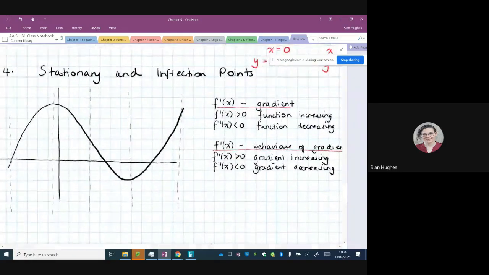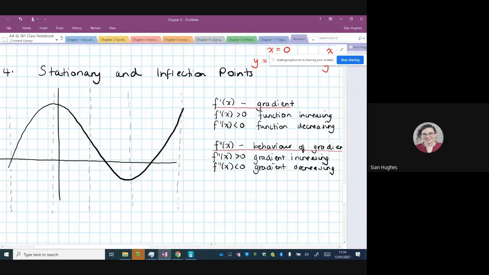To begin with, I've got a curve here, it's a cubic curve, and we're just going to take a recap of what the first and the second derivatives are. So we're going to look at some graphical aspects before looking at stationary and inflection points.